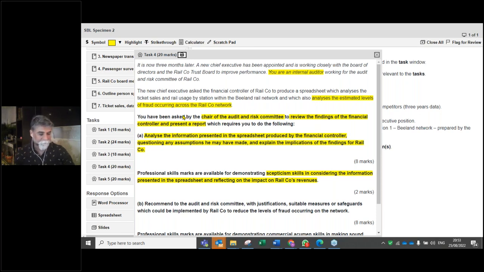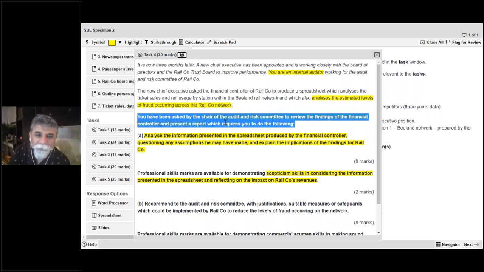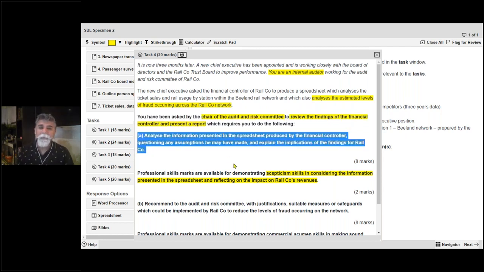All right, guys. Interesting question that you have been asked by the chair of the Audit and Risk Committee. What do you mean by chair? Chairman. You have been asked by the chairman of the Audit and Risk Committee, a big designation, to review the findings of the financial controller and present a report which requires you to analyze the information presented in the spreadsheet produced by the financial controller, questioning any assumptions he may have made, and explain the implication of the findings for Railco.